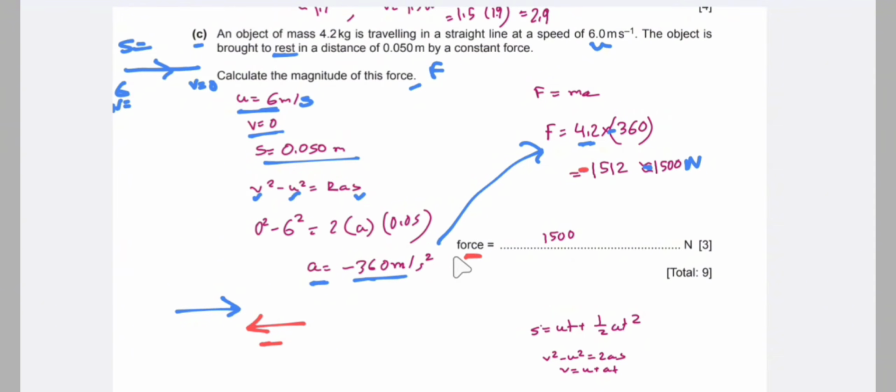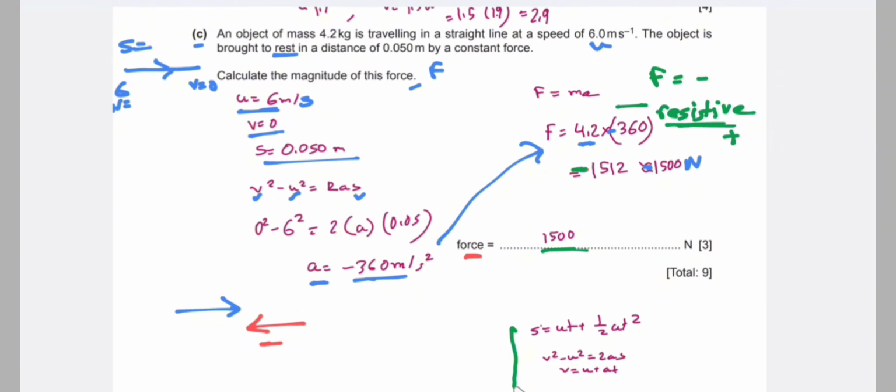So the force is negative, but since it is a resistive force, we do not need to mention the negative sign, because the resistive force itself is negative. So the answer is 1500 Newton.